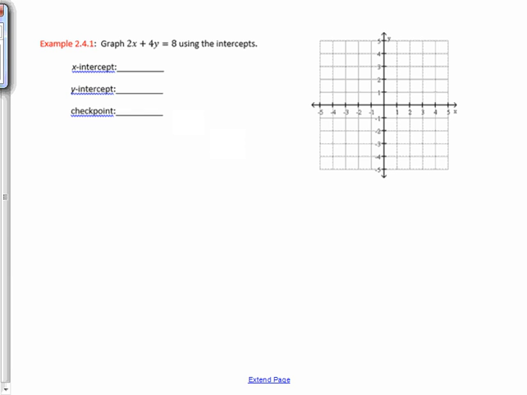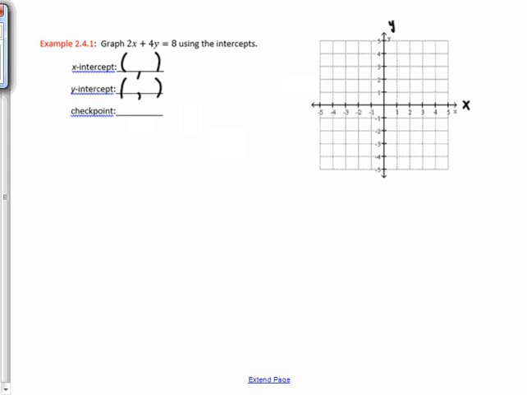First way is we're going to graph using the intercepts and a checkpoint, and then we'll talk about graphing using the slope. That's the much better way to graph. All right, so graphing using the intercepts. An intercept is where your graph crosses the x or y axis. Remember, this one is the x-axis and this one is the y-axis.